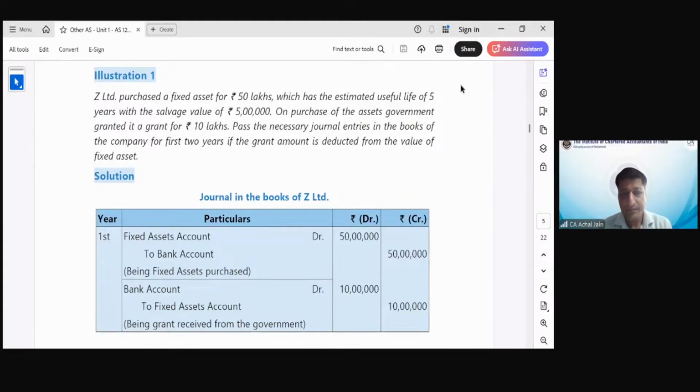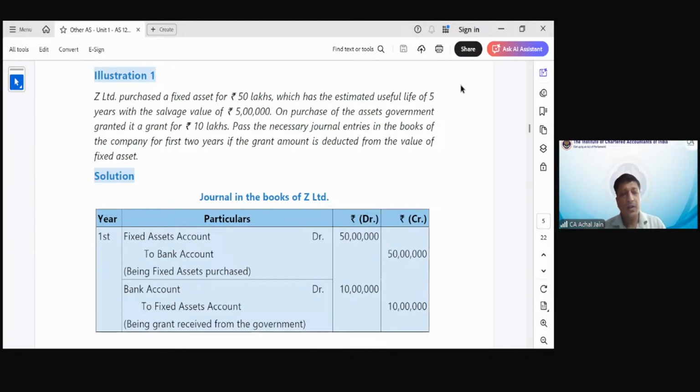Now you are receiving the grant from the government, so bank you need to debit or not? Yes or no? Yes, sir. So if you skip this entry in the exam, you lose out on marks. Please remember: bank debit to fixed asset. This is how the value of the asset has got reduced now. Clear?